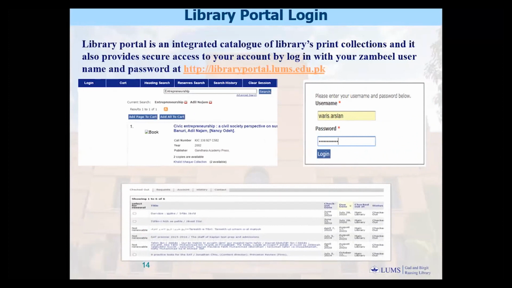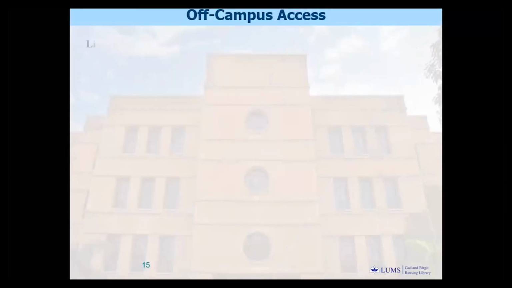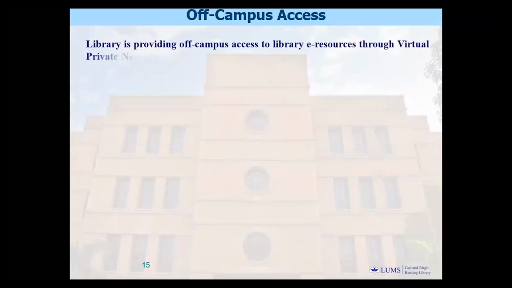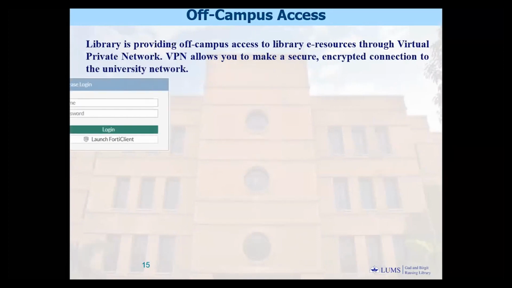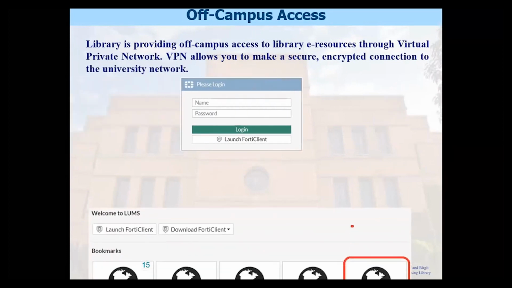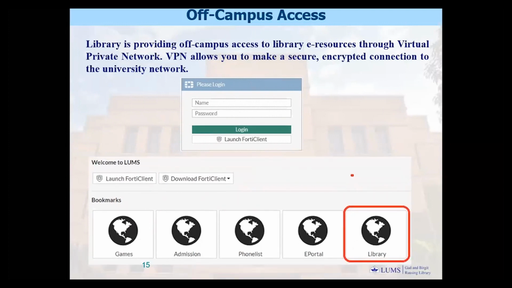Here you can see the access username. All users can use their smart card credentials to visit the library and for off-campus access. Off-campus access is for users who are not at the office or at LUMS and want to utilize our resources. They can access these resources through vpn.lums.edu.pk. With your Zambeel username and password, you can access the library, and all library resources will be open to you.